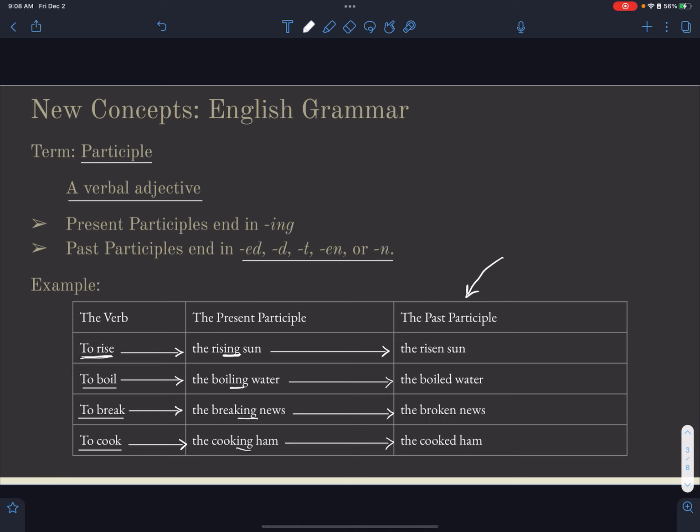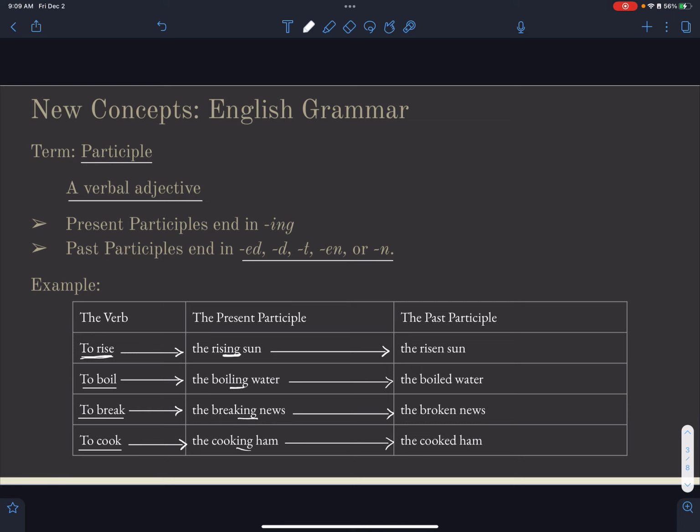She dropped the cooked ham. Oh no. What came first? Was the ham cooked, or did she drop it? Yeah, it had to be cooked first before it could be dropped, right? So that's the aspect of the past participle versus the present participle. Now that you know this, you'll see it all the time and you'll be like, I know what that is. Yay. Does this make sense? This is straight up English grammar.